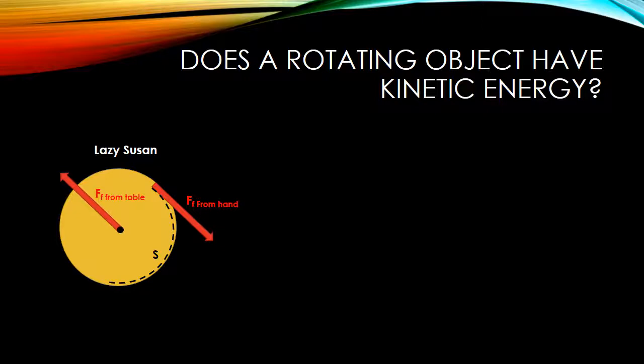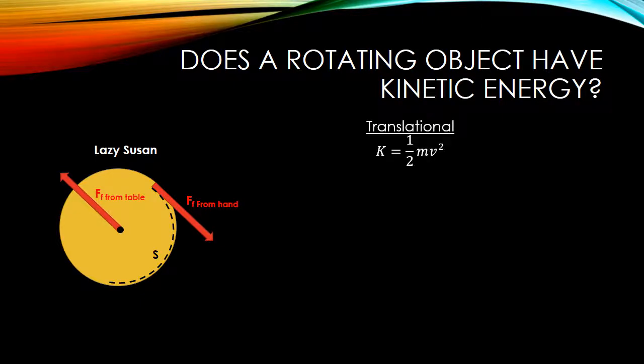work. However, this work is not going into kinetic energy as we normally think about it, because there is no linear velocity that the Lazy Susan has. Therefore, this energy must be turning into a form of kinetic energy that is not translational, but rotational. Therefore, objects can have kinetic energy if they're translating with a linear velocity, or can have kinetic energy if they're rotating with an angular velocity.